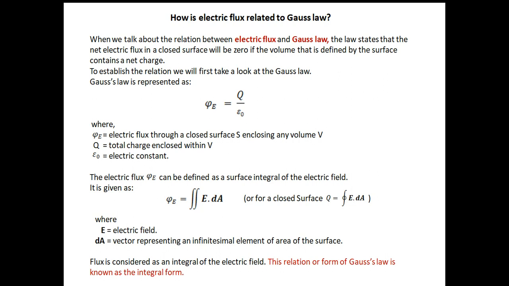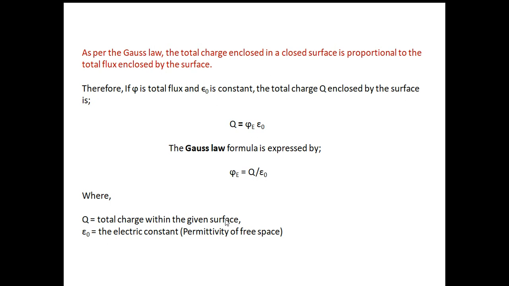So the flux is considered as an integral of the electric field. The relationship shown here is called the integral form of Gauss's law. As per Gauss's law, the total charge enclosed in a closed surface is proportional to the total flux through the surface. Therefore, if phi E is the total flux and epsilon 0 is the electric constant, then I can write Q is equal to phi E times epsilon 0, or Gauss's law can be expressed simply without any integration: phi E is equal to Q upon epsilon 0.